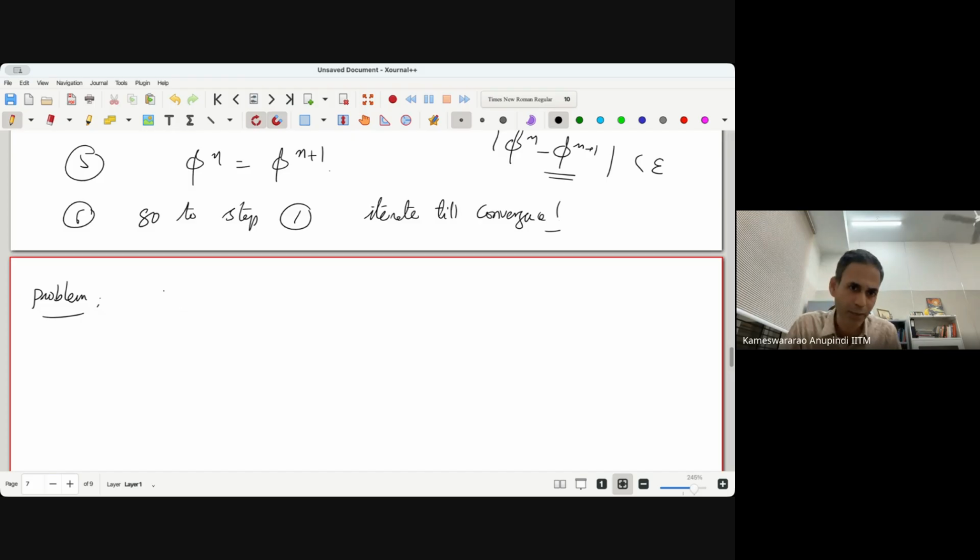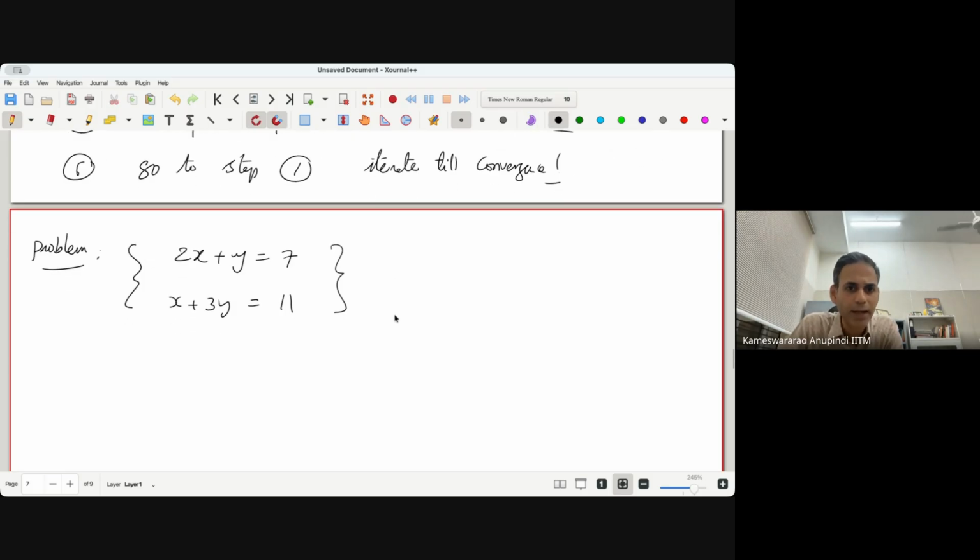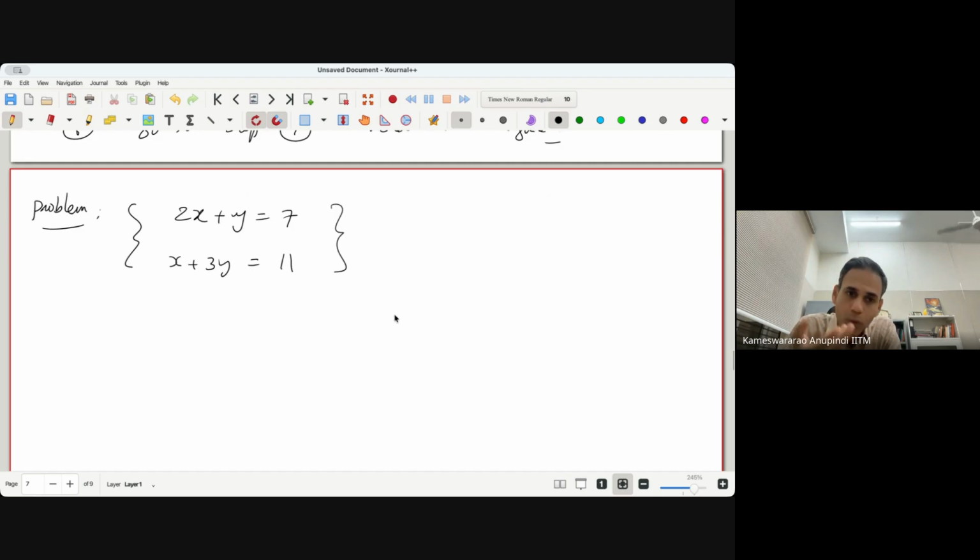Let me take a very simple example. 2x plus y equals 7, sorry, not 11. And then I have x plus 3y equals 11. So we want to solve this 2 by 2 system using steepest descent. Of course, you don't need steepest descent for this, but to make hand calculation easy, I'm just showing how the steepest descent method works for this one.